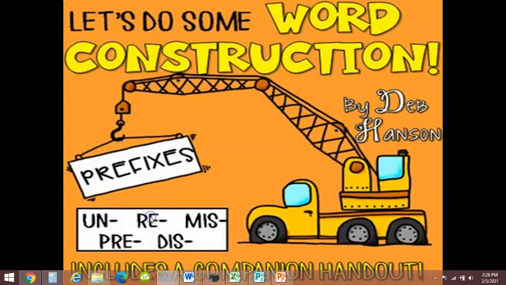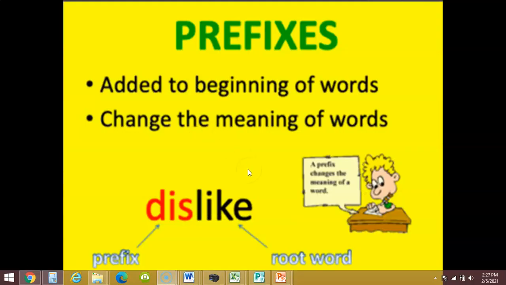Take a look here. Maybe this one will help a little bit more. We have the word like, and I want you to focus just on the black letters, the word like. You guys know what that is, and that's what we call a root word. Please notice the prefix, in this case dis, is always added to the beginning of the word, and it changes the meaning of the word.